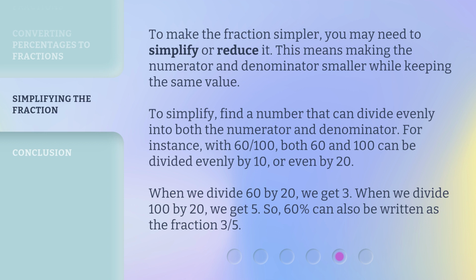When we divide 60 by 20, we get 3. When we divide 100 by 20, we get 5. So, 60% can also be written as the fraction 3/5.